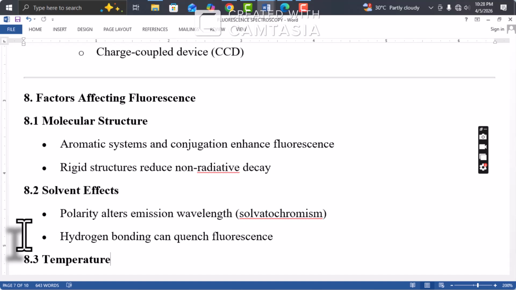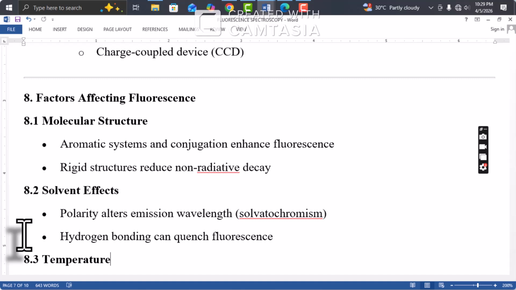So the factors affecting fluorescence. One, molecular structure. A question I can ask you is to identify or write short notes on the factors affecting fluorescence. So one, molecular structure. To write short notes, you can just start by saying that fluorescence depends on whether a structure has aromatic systems and conjugation, as these enhance fluorescence.